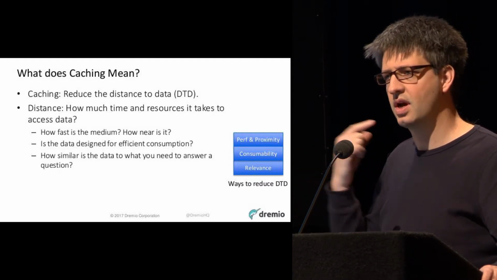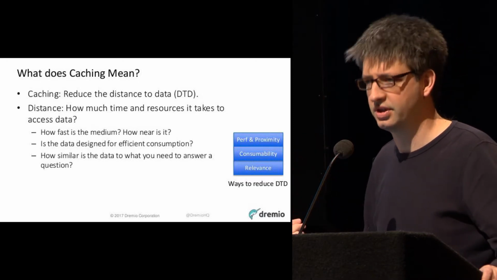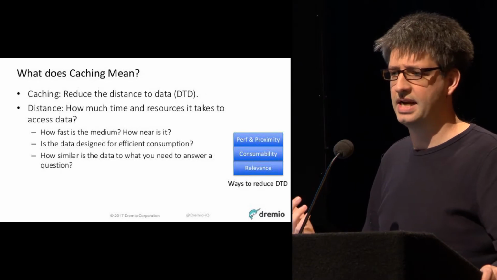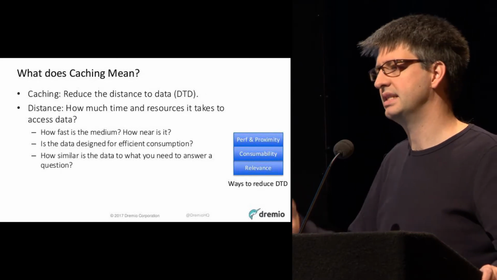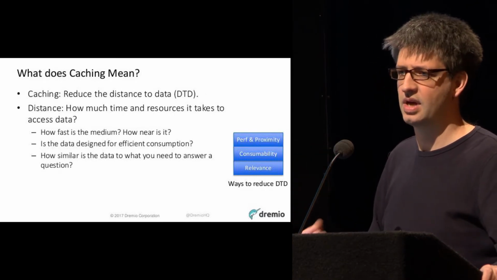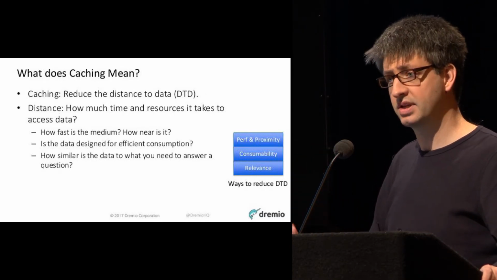The second one is this concept of, is data designed for efficient consumption, right? It may be that it's very expensive to process the data, or the data is in a way where I have to skim over a lot of data to get to the specific data that I'm interested in. And so the consumability of the data is as important as the performance and proximity of the data.